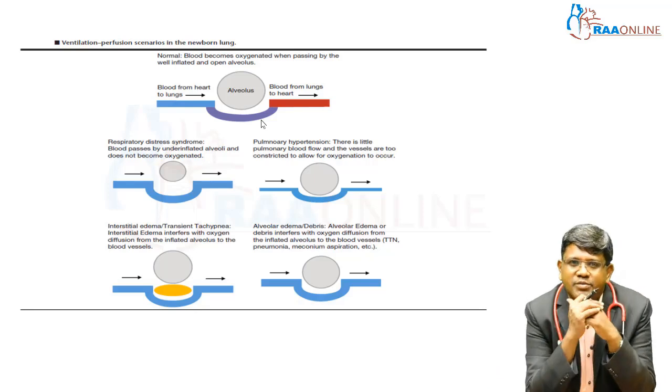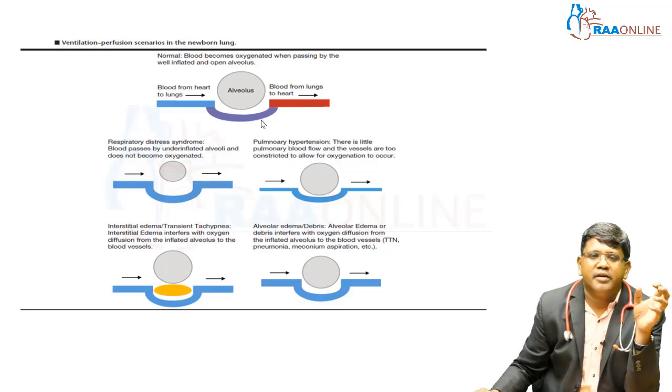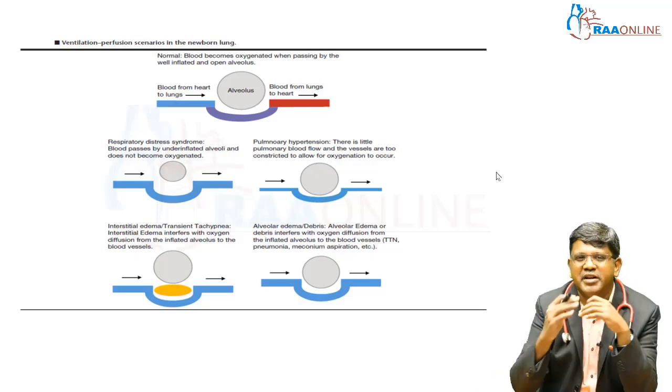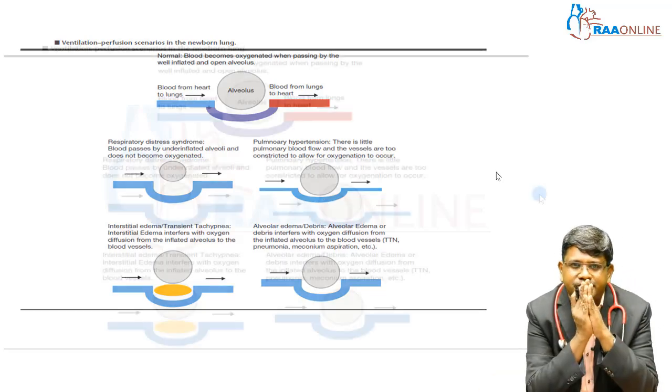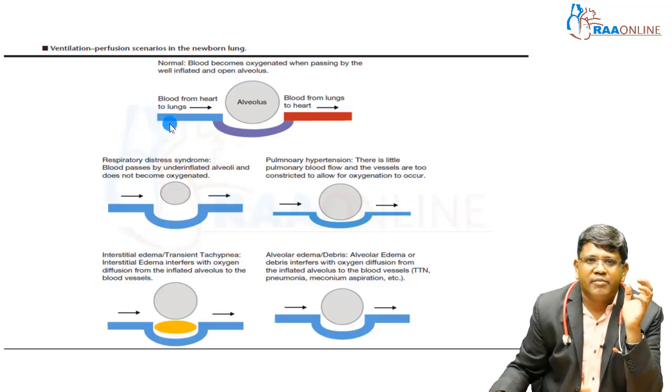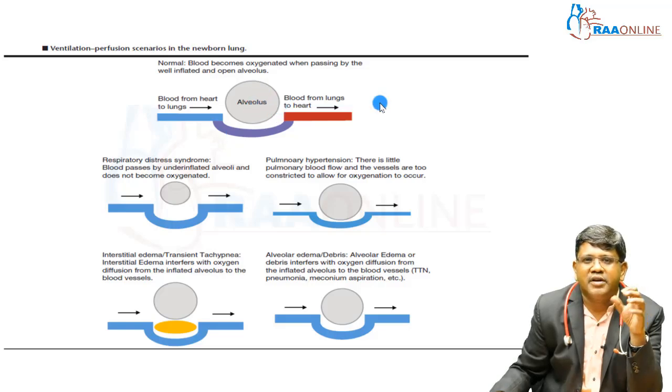So common conditions a newborn baby can have are respiratory distress syndrome, pulmonary hypertension, TTNB and alveolar edema. So you have to understand what is happening to the ventilation perfusion scenarios in the following conditions. For example, take a normal lung. Blood from the heart goes to the lungs, reaches the alveoli and becomes oxygenated when passing by the well ventilated and open alveoli, and the blood again goes from the lungs to the heart, fully oxygenated.